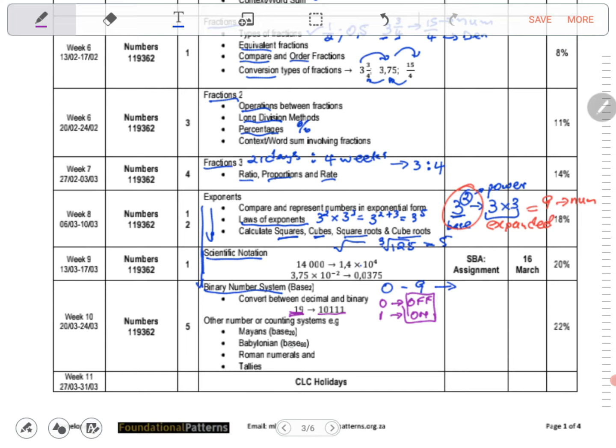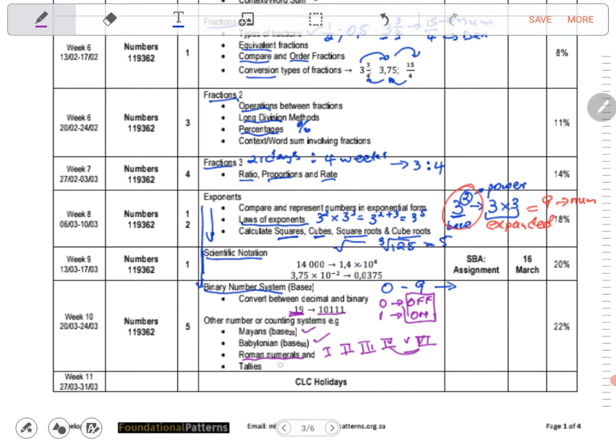There are other number systems, such as the Mayan system, which is base 20, the Babylonian system, which is base 60, and then we also have what we call Roman numerals, where we are counting as 1, and then this becomes 2, and then we have 3, and then 4, 5 and 6. This usually confuses me between 6 and 4.